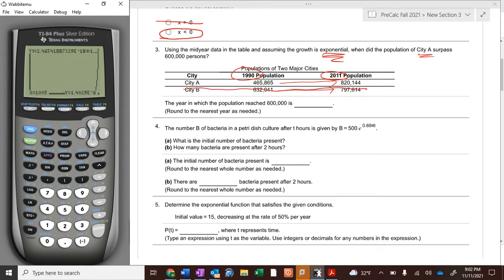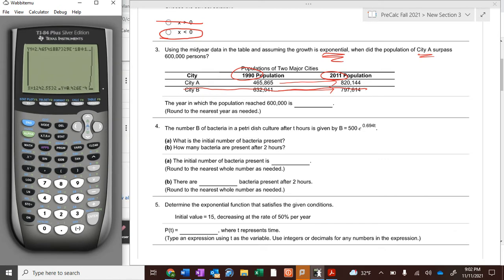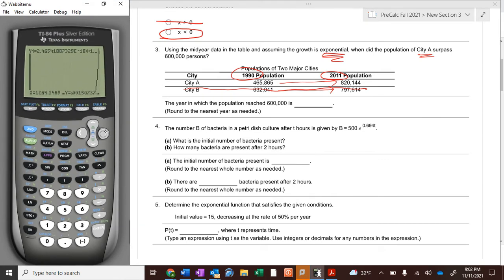So if we trace, we want to find when it is at 600,000. So we want to see the y value when it's 600,000. All right, to do this the best, we should graph 600,000 here as well.